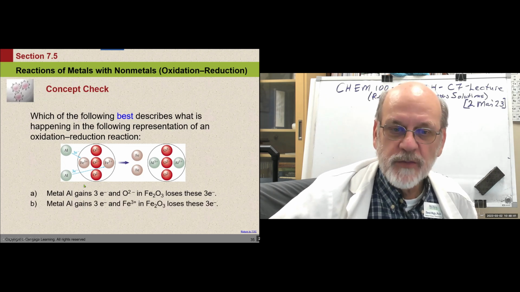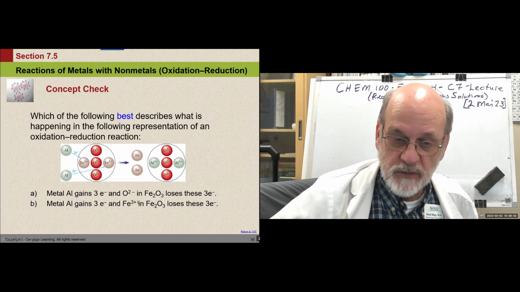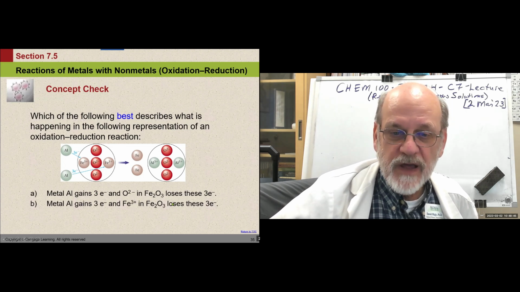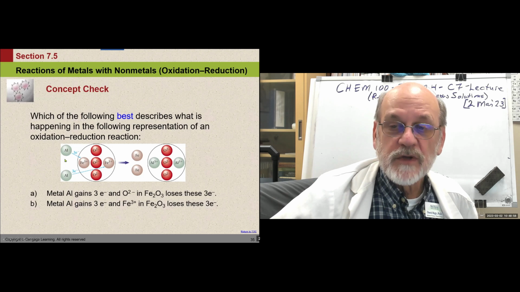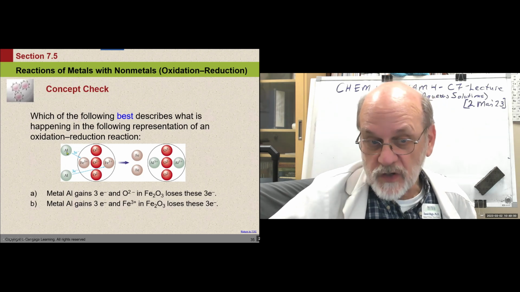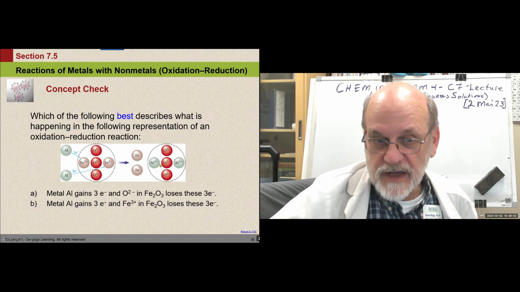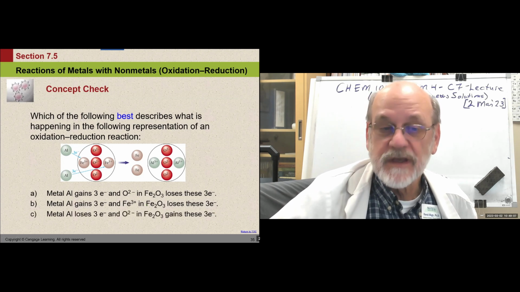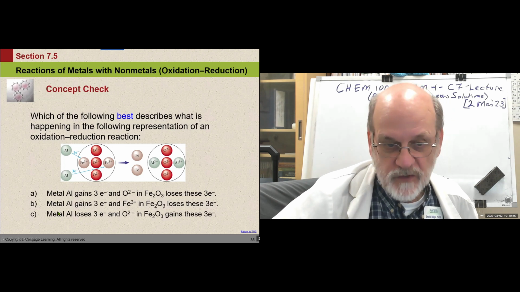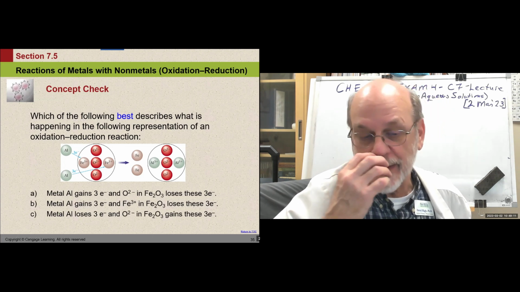Okay. Aluminum gains 3 electrons for each aluminum, and iron 3+ loses these electrons. No. Aluminum doesn't gain electrons. Aluminum loses electrons. Notice aluminum is going from a 0 charge to a 3+ charge. Aluminum loses electrons. Okay, that's better.